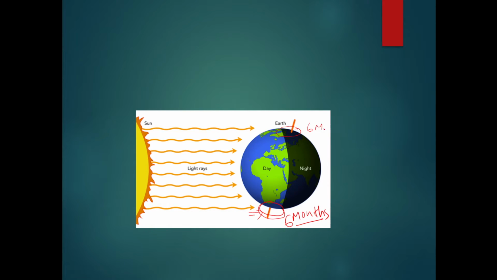for 6 months. Okay, and so the region beyond the Arctic Circle and Antarctic Circle has 6 months of day and 6 months of night. Okay, similarly the area beyond this Arctic Circle will have 6 months of day and 6 months of night. We will understand it further.